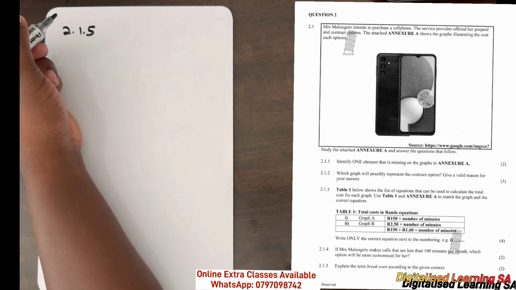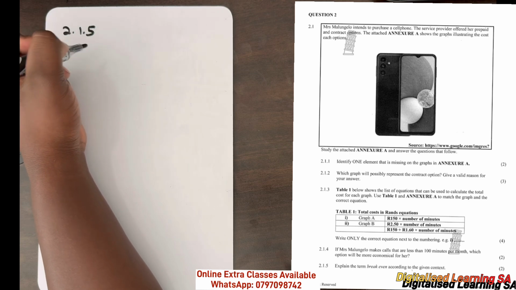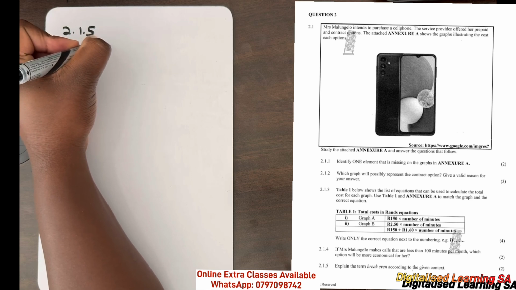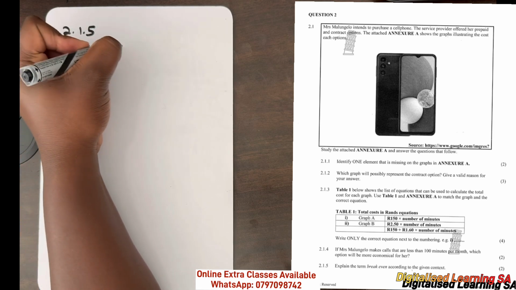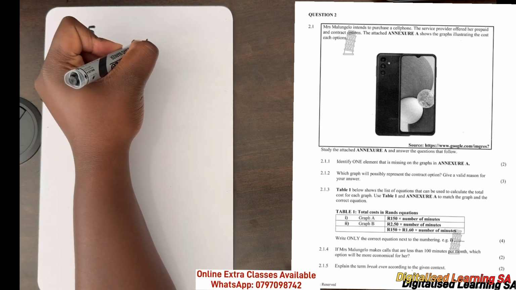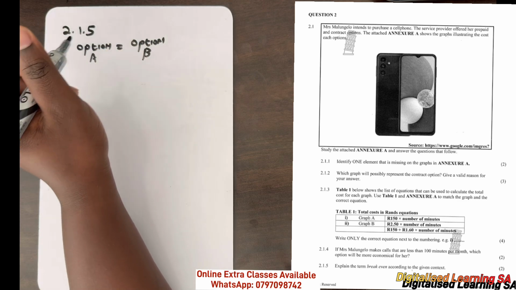So in this context, break even is when the contract option and the prepaid have the same total cost for the same number of talk time minutes. This means that either option will have the same cost. So if you use option A, you will spend the same cost as using option B. So they are both equal. That's what break even means.